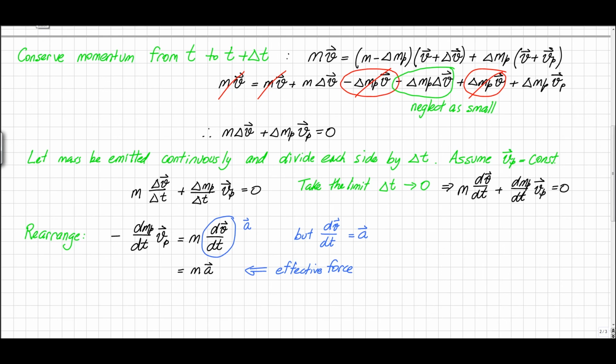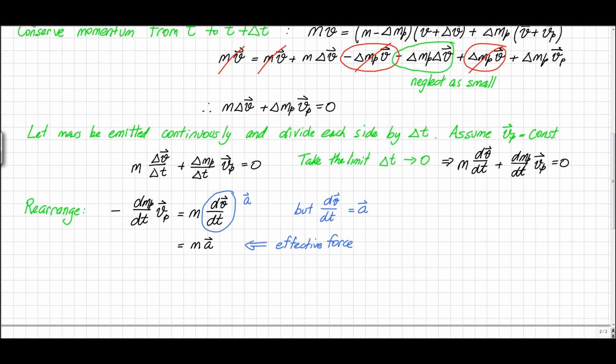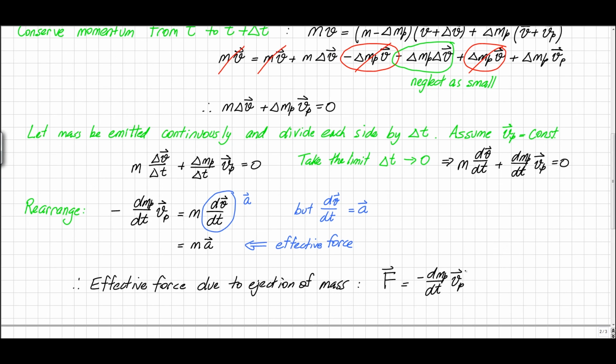So therefore we can finally write that the effective force due to ejection of mass, we'll call that F, is equal to minus dmp dt times the velocity with which we're ejecting that mass. And so that's the expression that we've been looking for.